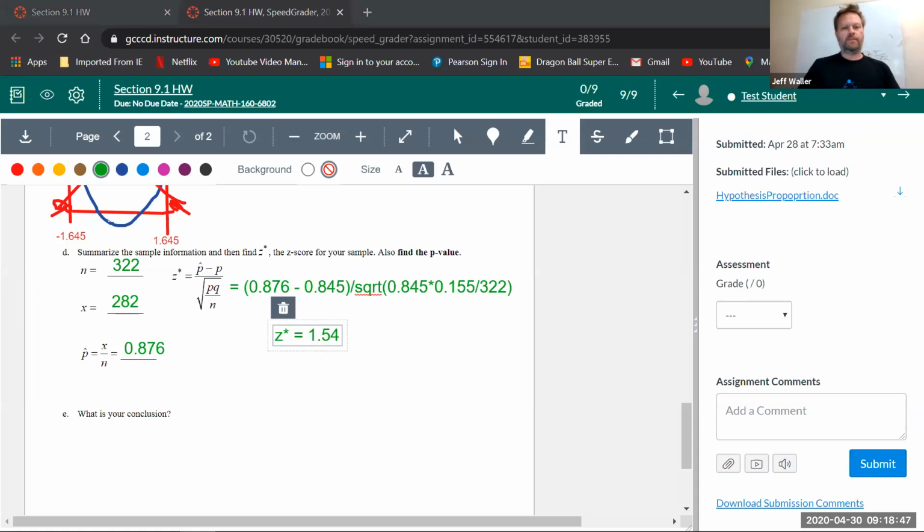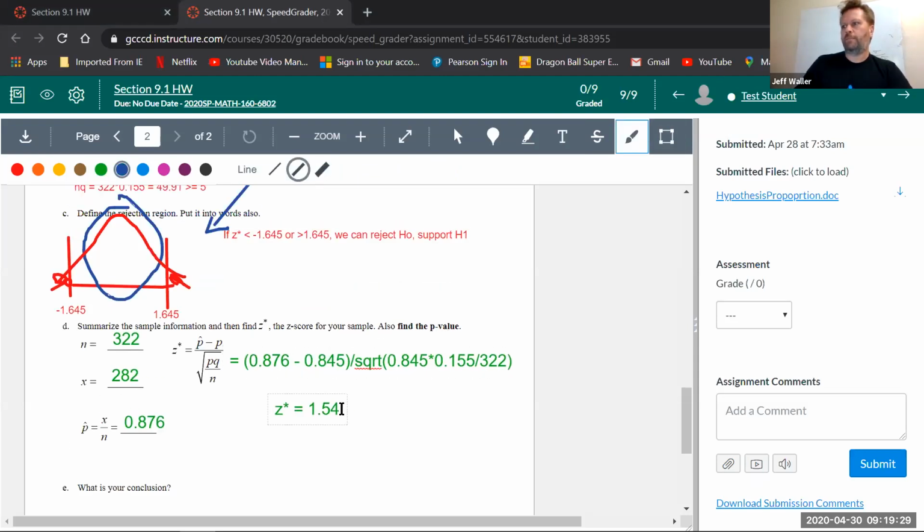All right. Let me see if I agree. That sounds right. For 1.54, it's 0.9382. 1 minus that is 0.0618. And then you double it because it's a two-tail test. So the p-value is the area in the tail or tails your z star makes, the same way that alpha is the area of the rejection region tail. Alpha and p-value are the same physical idea. They're just tails of different z-scores. So yes, 0.12 is the p-value.